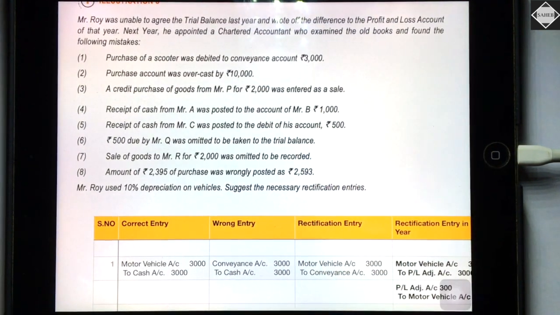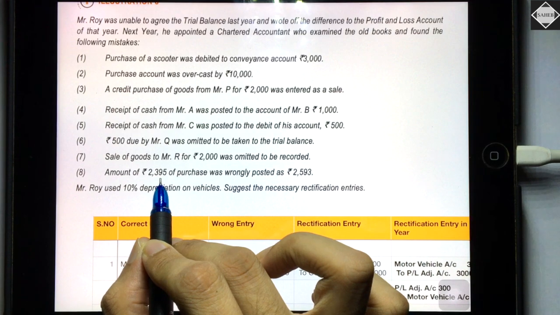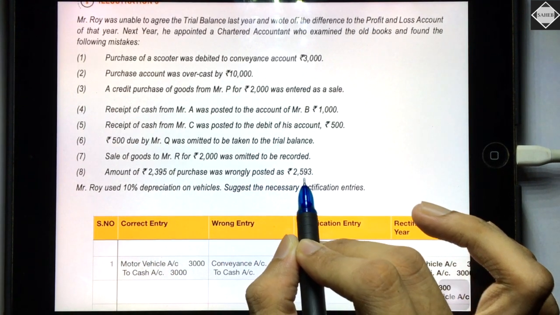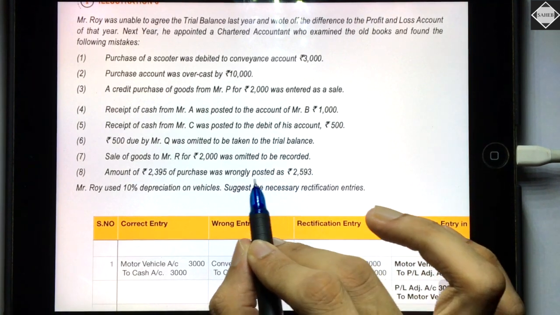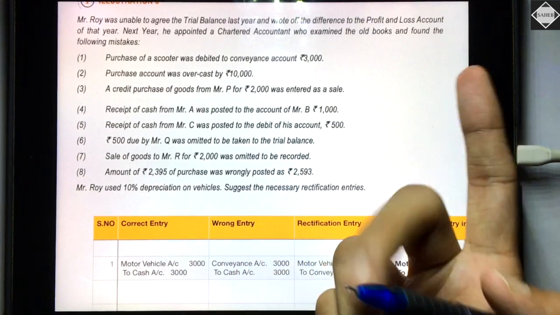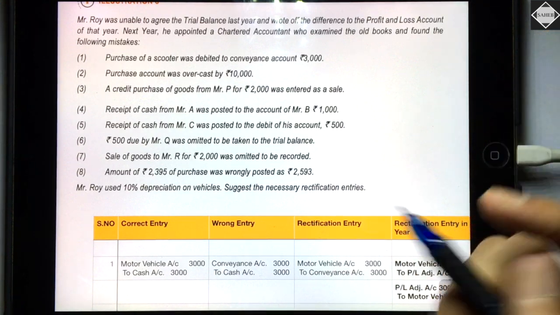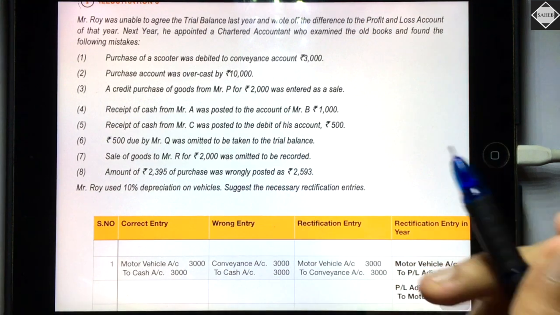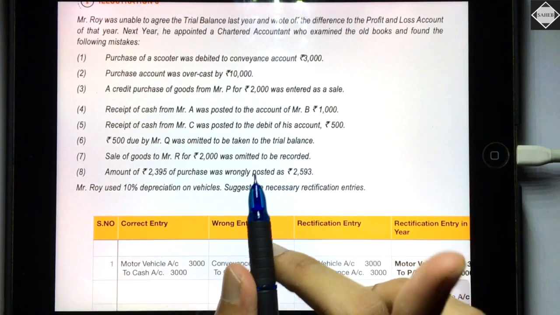And then we have the eighth, last transaction. Yes, last transaction. So what's happening over here? Amount of 2,395 of purchase was wrongly posted as 2,593. Okay. So what do you have to do? See the keyword posted. Which category is it falling into? Credited, posted, debited, that category. Mistake is there only in a specific account. What they are saying, amount of 2395 of purchase. So the mistake is there in the purchase account, only in the purchase account.